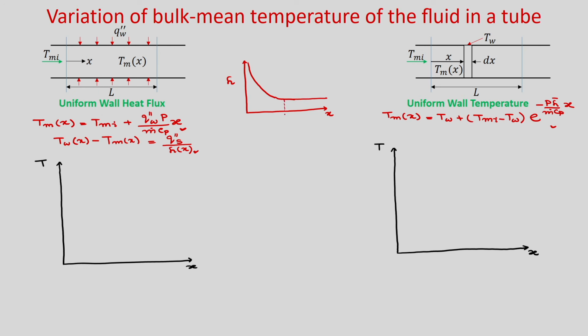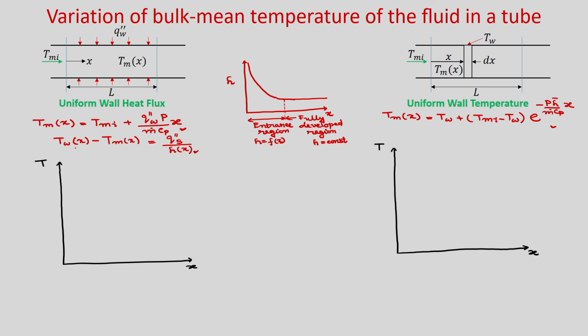So, you can see if this is your entrance region or developing region, then it will gradually decrease, and in fully developed region you can see H is no longer a function of x, it is constant. So, in fully developed range H is constant, okay, and in this region H is a function of x.